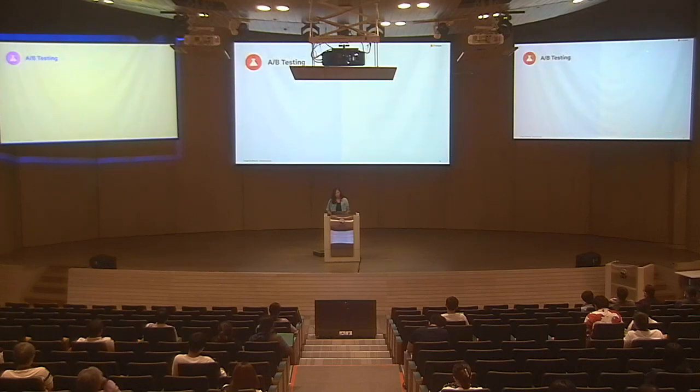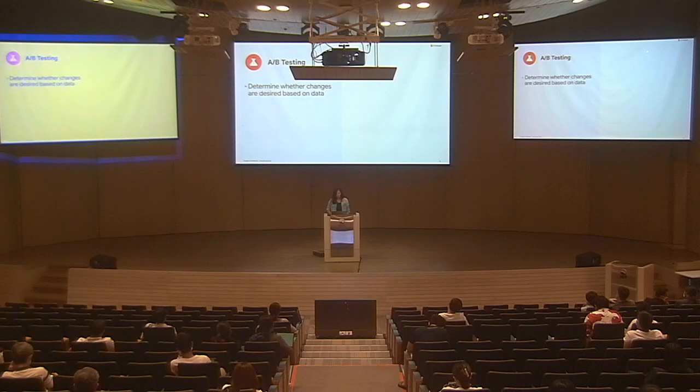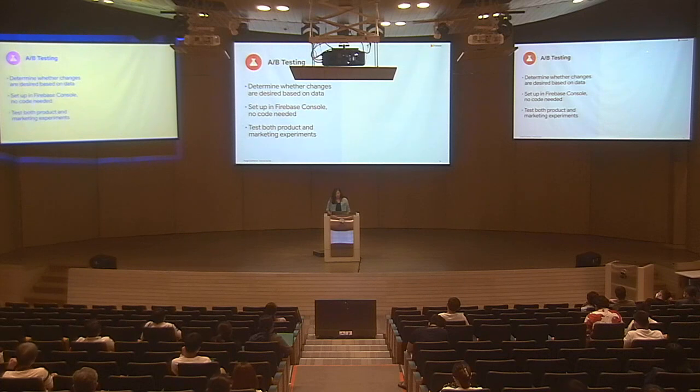So while cloud messaging is one way to engage your users, you can also use A/B testing to determine whether some functionality, UI, or experience is preferable to another. And you can determine whether these changes are desired based on data. You don't have to write any code or set up anything aside from a few steps on Firebase console, and you can test both product experiments like changes in your app, as well as marketing ones like notifications. So the previous talk covered A/B testing, but this is just a summary of that.